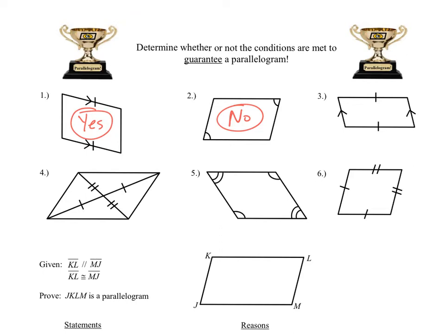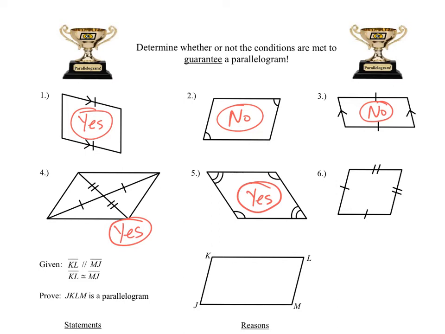In the next example, I see one pair of opposite sides parallel and the other pair of opposite sides congruent. Again, that doesn't meet any of those conditions, so we would have to say no, it is not guaranteed to be a parallelogram. It might be, but we're not sure. In example number 4, you can clearly see that the diagonals are marked congruent. That's enough to guarantee that we have a parallelogram, so we say yes to that one. In the next example, both pairs of opposite angles are marked congruent, so that's enough to guarantee that the quadrilateral is a parallelogram. It would get a trophy.